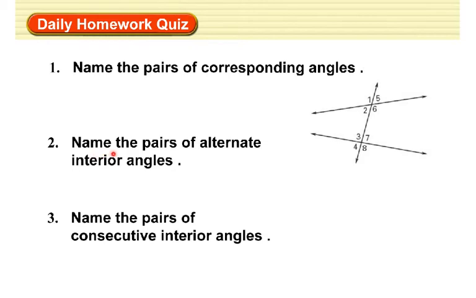And then for number 2, it says name pairs of alternate interior angles. So name all pairs of alternate interior angles. There are going to be 2 pairs of angles on number 2. And then the last one here, name the pairs of consecutive interior angles. Again, there are going to be 2 pairs of angles for this one too. So answer these questions. I want to see them answered in the next class that we meet.